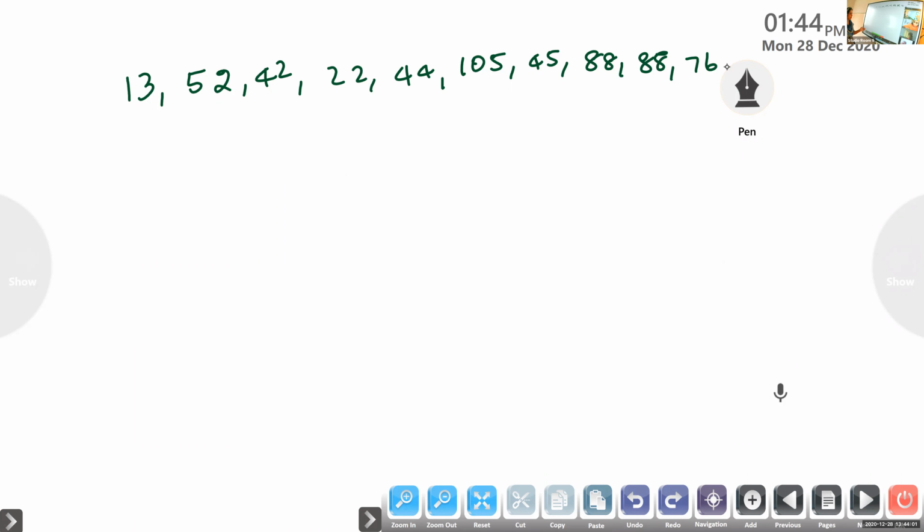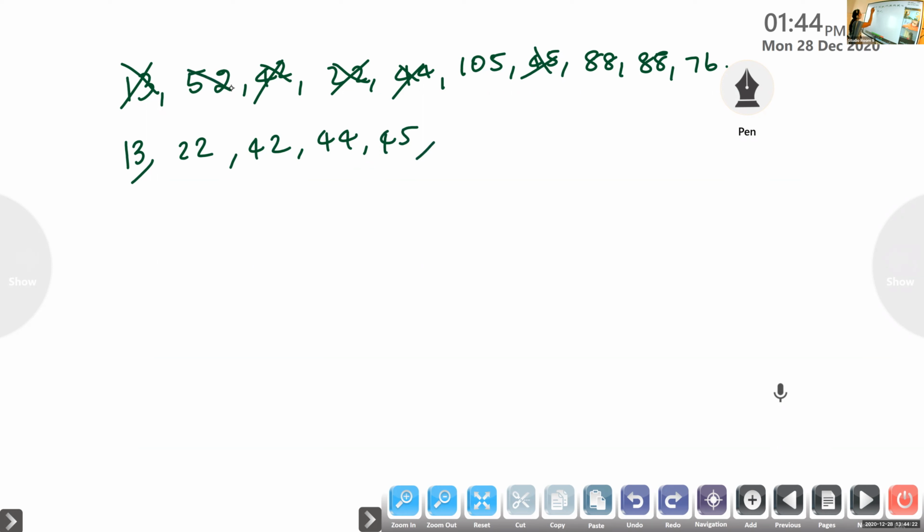So the first step is to arrange in ascending or descending order. Here always arrange in ascending, that is easy. 13, the next comes 22, then 42, 44, 45, 52, 76, 88, 88, 105. Now count and see what is the value of n. Is n 10? 1, 2, 3, 4, 5, 6, 7, 8, 9, 10.